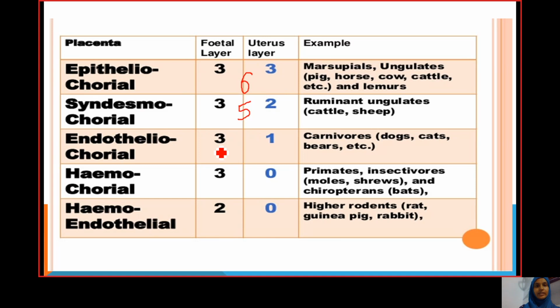In endotheliochorial, 3 layers are from the fetus and 1 layer is from the uterus. Here only the endothelium is involved in the formation of the placenta. So here 4 defensive layers are present. In hemochorial, 3 layers are involved from the fetus only. Here no uterine layer is involved, means only 3 layers are present. Sometimes in hemoendothelial, 2 layers are present, means the fetal blood is directly bathed in the blood of the mother, the uterus blood. These are the layers involved in the formation of different types of placenta.